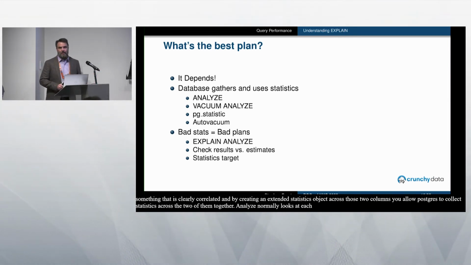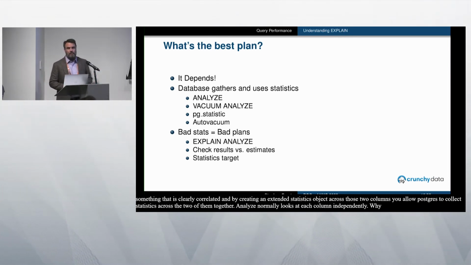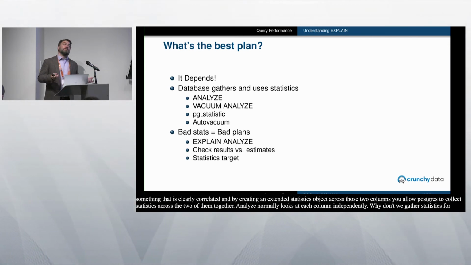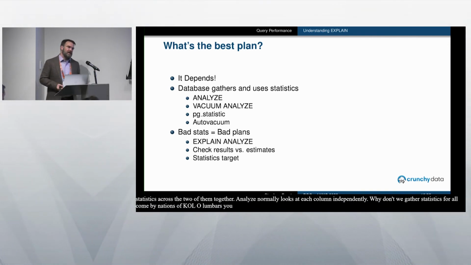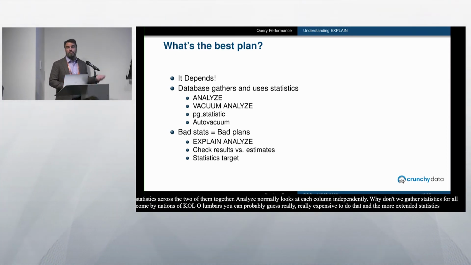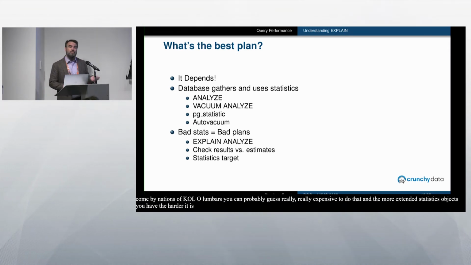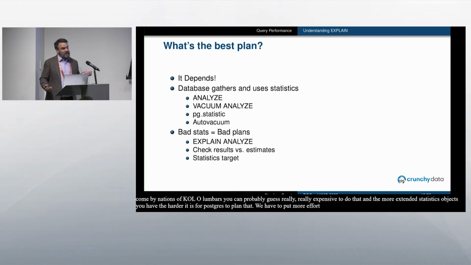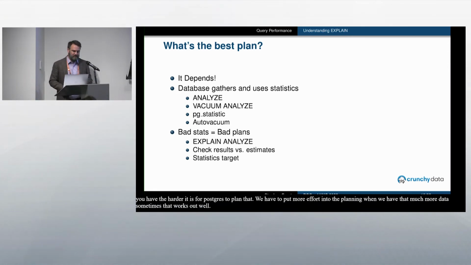Now, why don't we gather statistics for all combinations of columns? Well, you can probably guess, it would be really, really expensive to do that. And the more extended statistics objects you have, the harder it is for Postgres to plan that query, right? We have to put more effort into the planning when we have that much more data. Sometimes that works out well, sometimes it doesn't, right? It really depends on your queries.